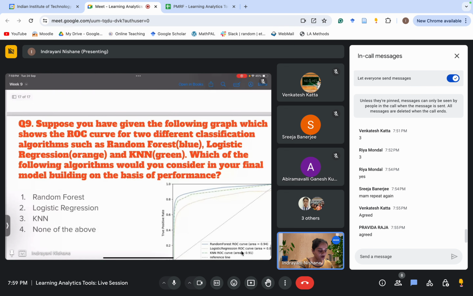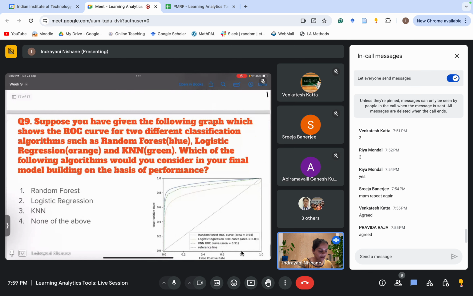Okay, so going to question 9. Question 9 is saying that suppose you have been given the following graph which shows the ROC curve for three different classification algorithms: random forest, logistic regression and KNN. Now, which of the following algorithms would you consider for your final model building on the basis of performance?